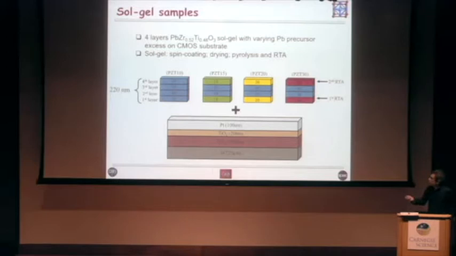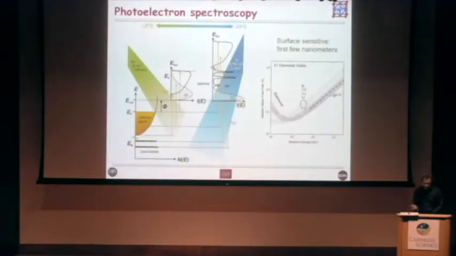Adhesion layer, bottom electrode. And then we use different seed layers with different lead excesses, 10, 15, 20, 30%, and the last layer as well has the same lead excess. There's several annealing steps, drying, pyrolysis, and then rapid thermal annealing to show the crystallization and therefore the ferroelectric properties. The technique we're using, photoelectron spectroscopy, is photon in, electron out. This is what we want to know. The valence band, the core levels with the chemical signature, valence states, so on and so forth. This is what we measure.